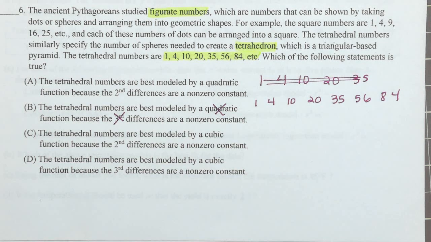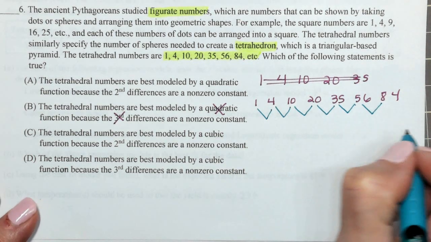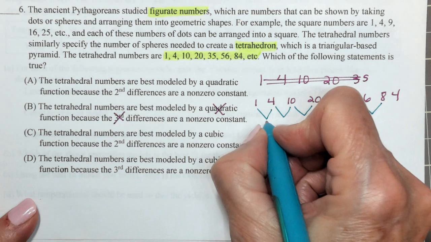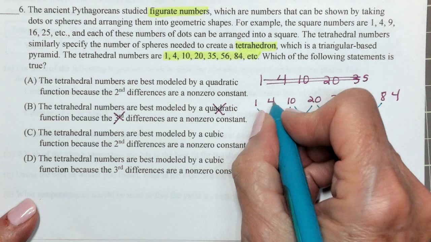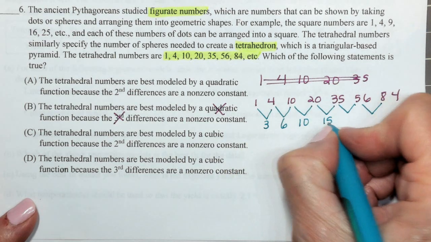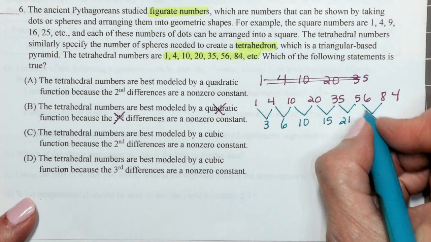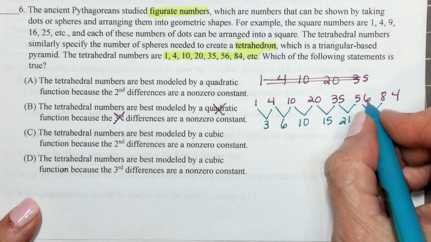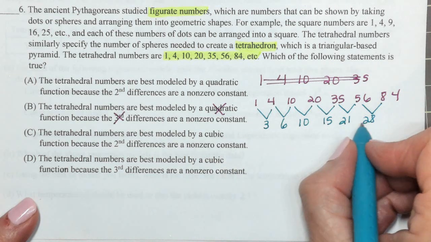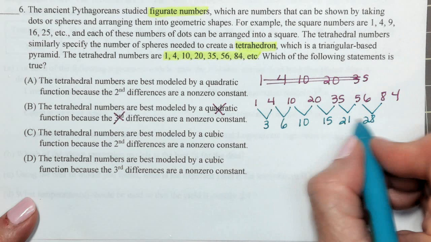Okay, there's my numbers. So I'm going to do the first difference. If the first difference is a constant, then this is linear. So the first difference: I'm adding 3 to get to 4, I'm adding 6 to get to 10, 10 to get to 20, 15 to get to 35, 21 to get to 56, and here I'm adding, what am I adding there? 28. Not a constant, so not linear. That's not one of the choices, but if this was a constant, it would be linear.